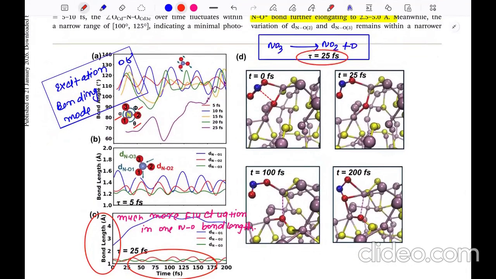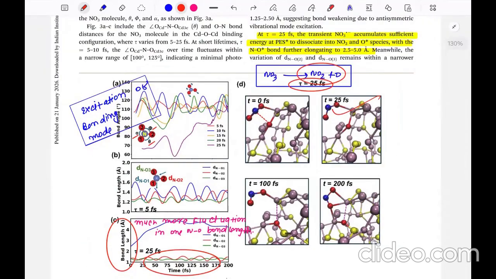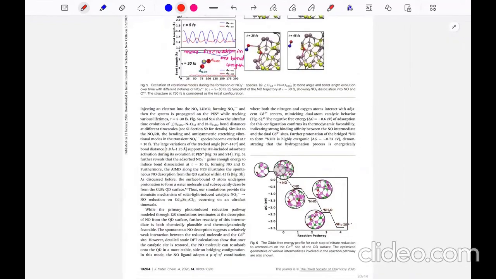this is the excited state time scale, you can say the carrier lifetime, the excited state lifetime at t equal to 0 femtosecond. As the time increases, at t equal to 25 femtosecond, you will see NO3 is getting dissociated into NO2 plus NO. And finally, NO2 will be bound and separated from NO. The same thing will be happening for NO2 as well.